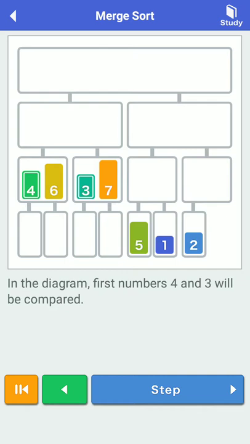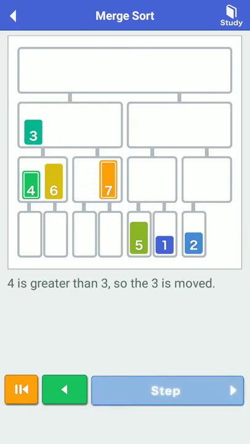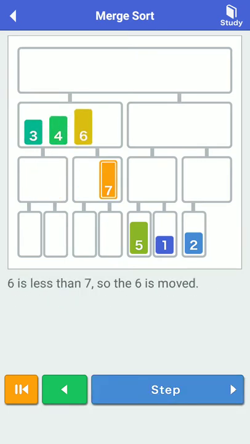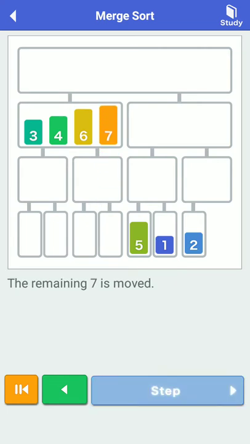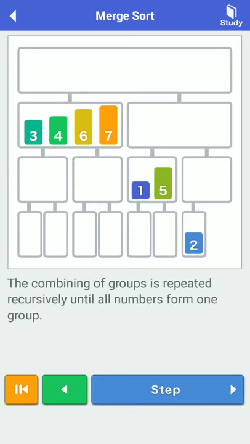Here we have the elements 4, 6, 3, 7. Now which one is the smallest? 3. So 3 goes up, next 4, next 6, next 7. So the left side is done. Now similarly you have to come to the right side also.